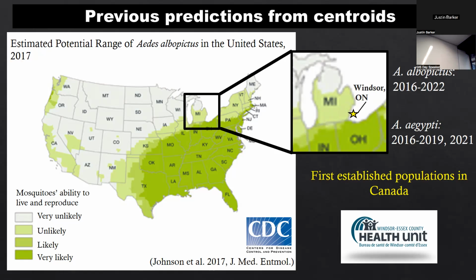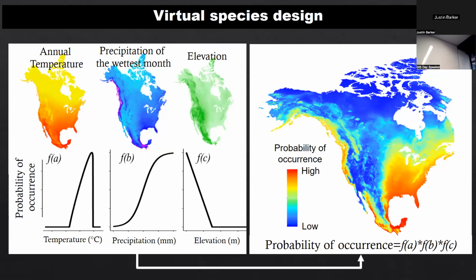To analyze this, we first had to have a known distribution at a very fine geographic scale. So I created an artificial species, also known as a virtual species, that was designed to represent both Aedes albopictus and Aedes aegypti. I used the main environmental drivers of annual temperature, which suggests how well a species of mosquito can survive and reproduce, while precipitation of the wettest month and elevation indicate the availability and quality of ovary deposit locations, in other words, where they lay their eggs and could survive.